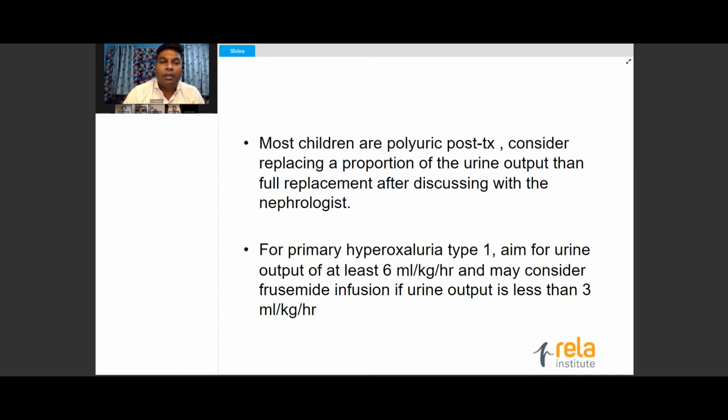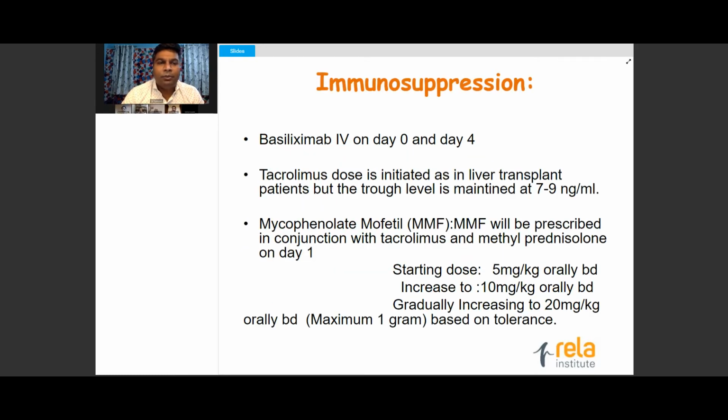And with the hyperoxaluria, we aim for 6 ml per kg urine output, and if the urine flow is less than 3 ml per kg, we put them on furosemide infusion. And immunosuppression is standard. But usually for liver transplant, we don't do induction with basiliximab, but if there's a combined kidney-liver, we do it with basiliximab, and we start them on mycophenolate.